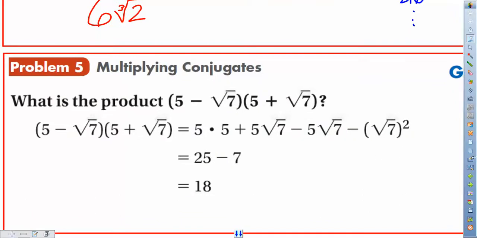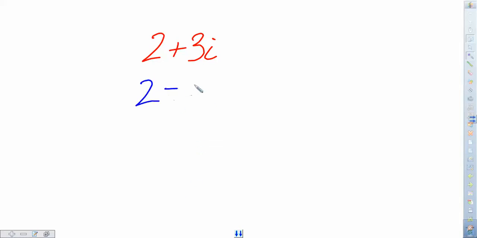Chapter 5. Where's that memory lane page? Oh, there it is, completely blank again. Do you guys remember when you were solving and working with polynomial functions because of the quadratic formula? If I said, hey, 2 plus 3i was a solution, what also has to be a solution? Well, 2 minus 3i must also have been a solution.